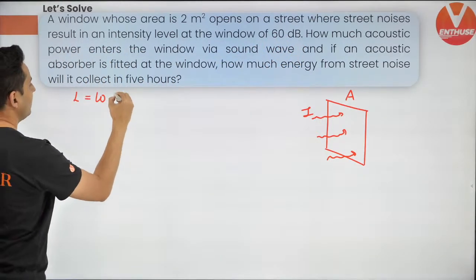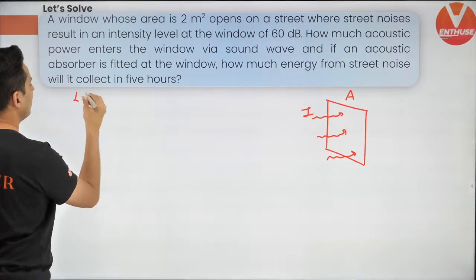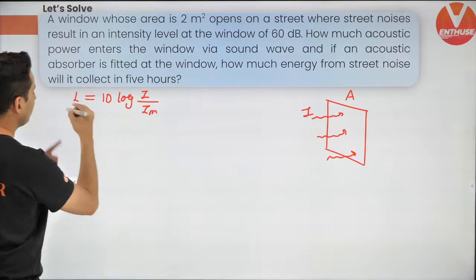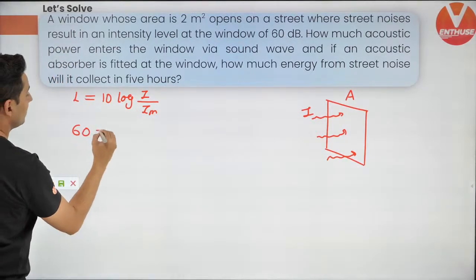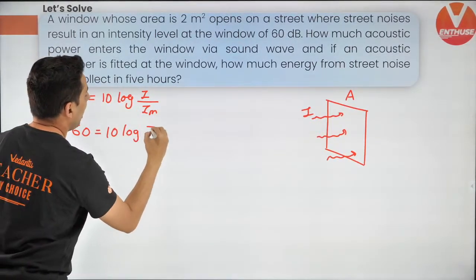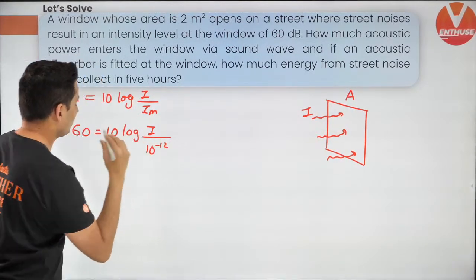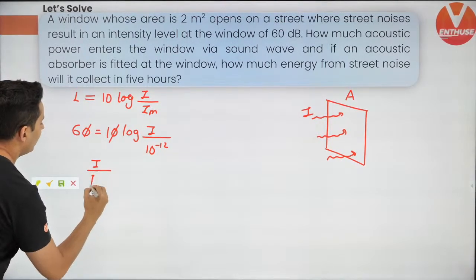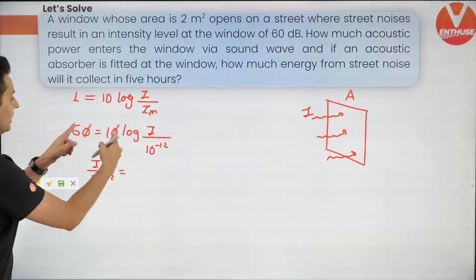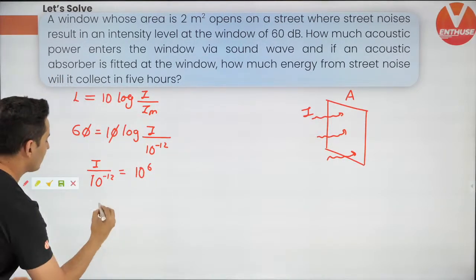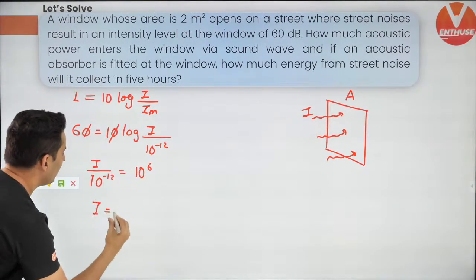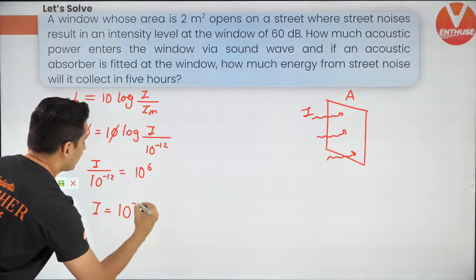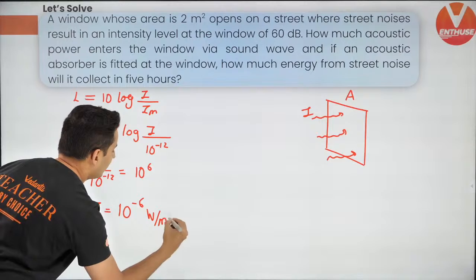Loudness is 10 log I divided by I minimum. Loudness 60 is equal to 10 log I divided by 10 to the power minus 12. 0, 0 goes. So I divided by 10 to the power minus 12 is 10 to the power 6. Therefore, intensity is 10 to the power 6 into 10 to the power minus 12, which is 10 to the power minus 6 watts per meter square.